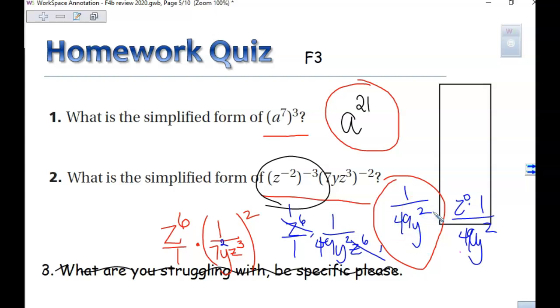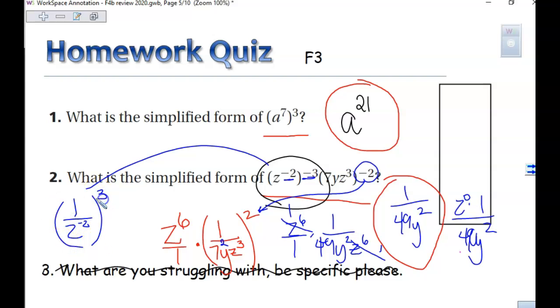Yes? At the beginning of the problem, how come you don't change the exponent to negative? This one became positive, but here I took negative 2 times negative 3. Could I have rewritten this as 1 over z to the negative 2 raised to the 3rd? I'm saying in the other part of the problem. Yeah, we moved it down here. They were all positive, so they stay positive. This just changes from negative 2 to positive 2.